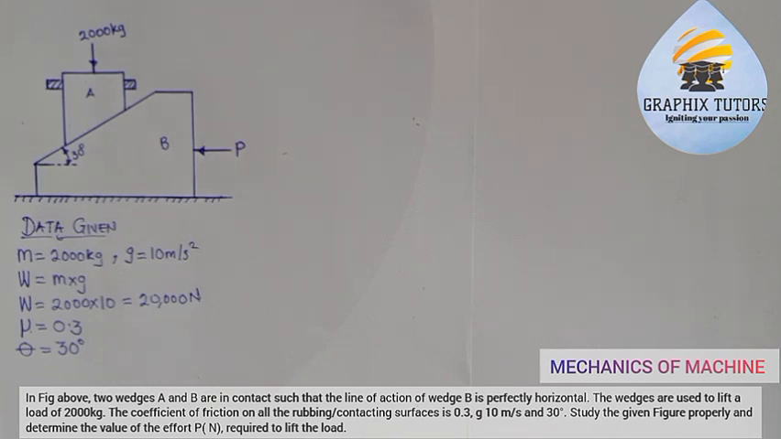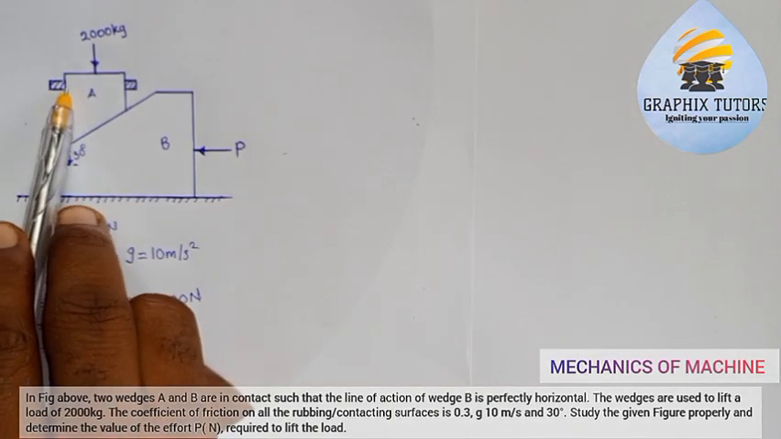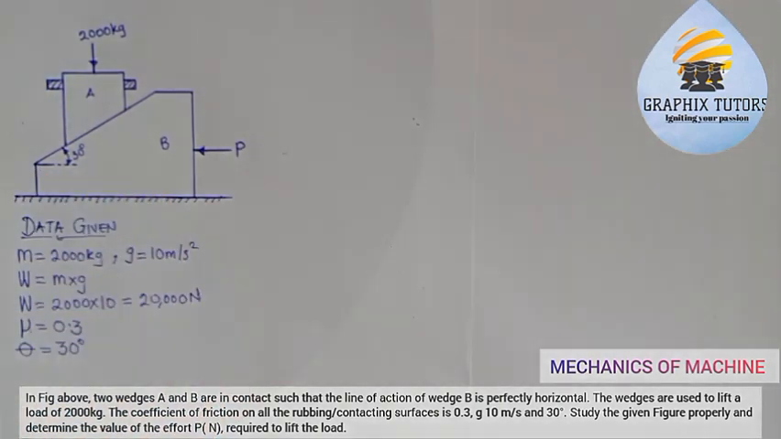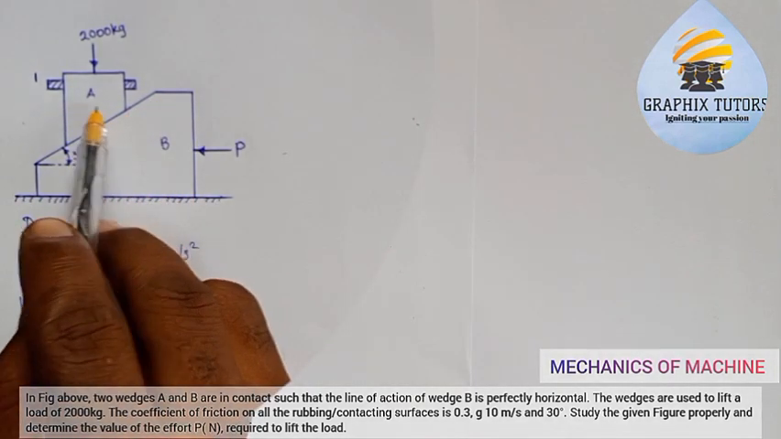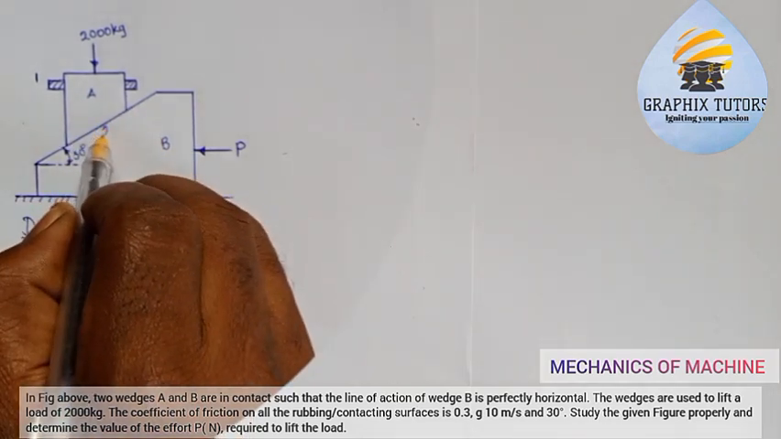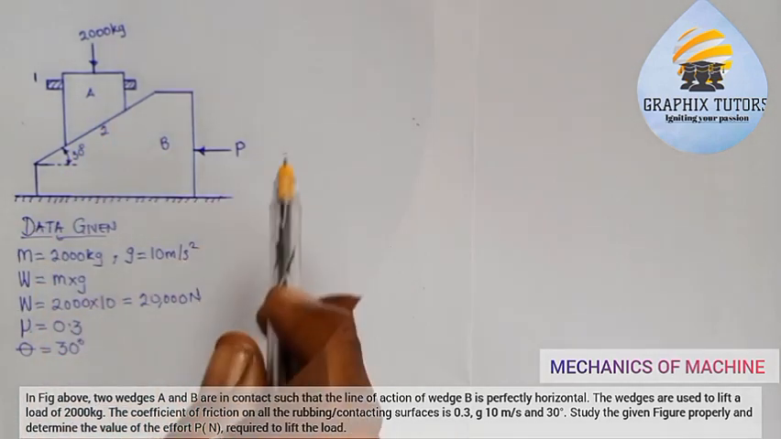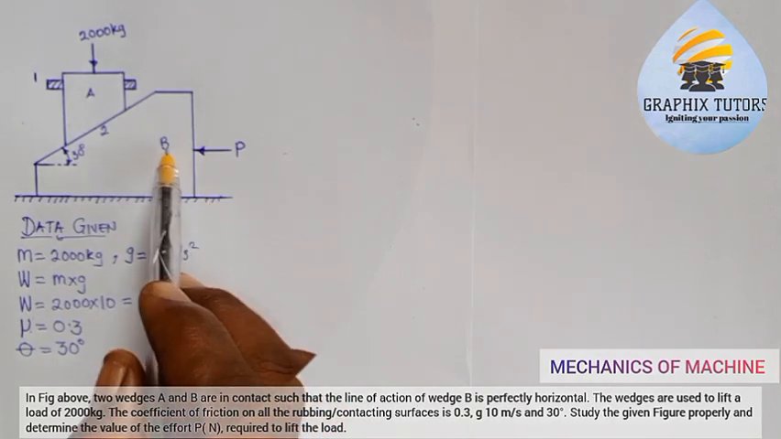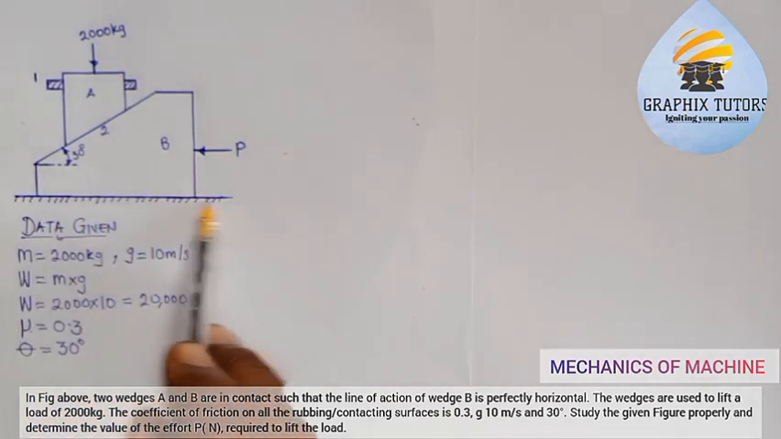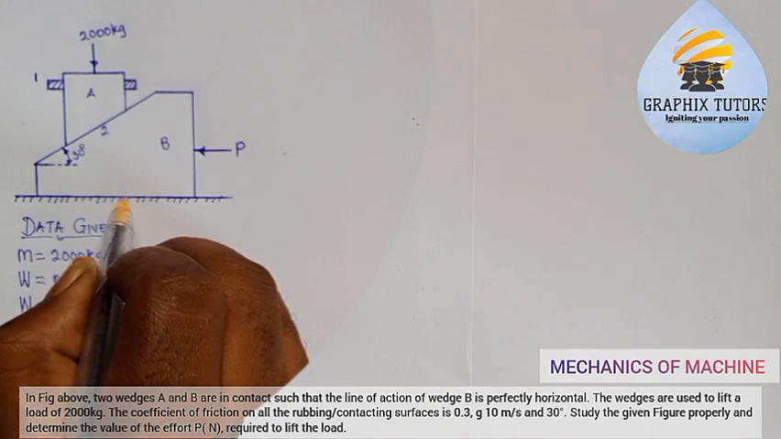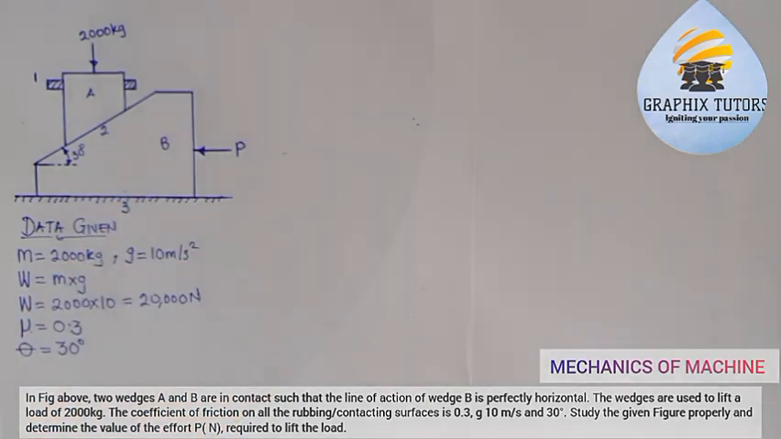Now the question is, how many contacting surfaces do we have? One of the contacting surfaces is the surface of the guide. I will call this contacting surface 1. Another contacting surface, between wedge A and B, is the second contacting surface. And the third contacting surface is in between B and the ground, the floor or the horizontal ground. So we have this third contacting surface, 3. So we have 3 contacting surfaces.